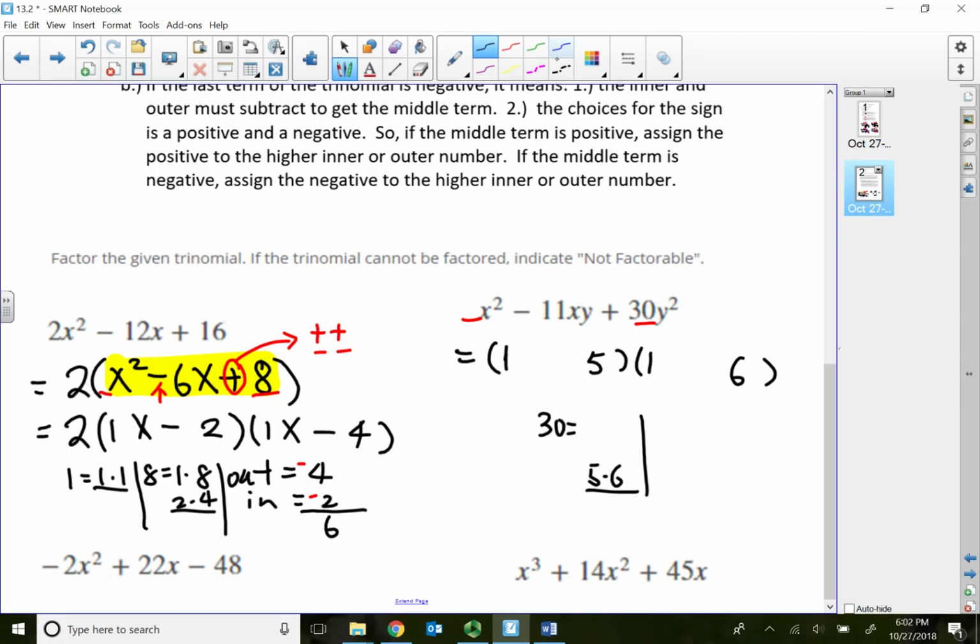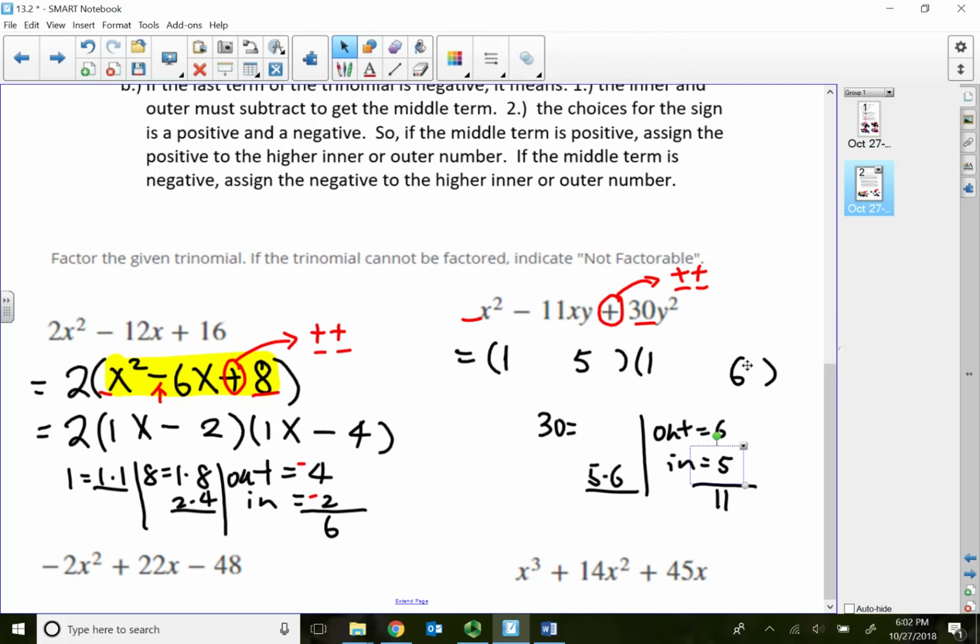Let's check our inner and outer combined, step number 4. My outer is 6 and my inner is 5. So 5 and 6 combined will give me my middle term 11 if I add. When the last sign is positive, that tells me the choice for the sign is positive, positive, or negative, negative, so it depends on the middle term. Since my middle term is negative 11, both my inner and outer have to be negative. Therefore, both my parentheses have to be negative.